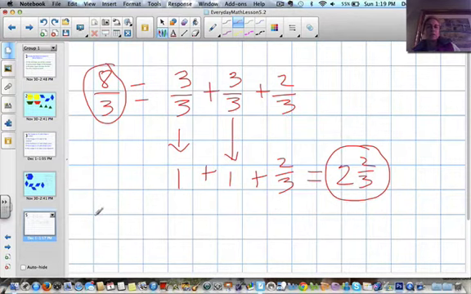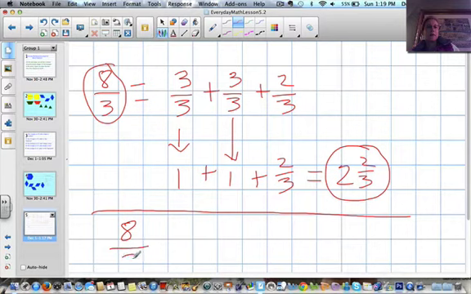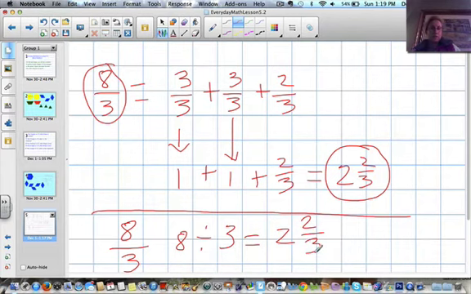So a shortcut for doing this is that you take, because if we really think about what any fraction means, it means the top number divided by the bottom number. So if I do that, 8 divided by 3, 3 goes into 8 2 times, and I have 2 left over. So the remainder over the divisor. So that's the other way that you can do this.